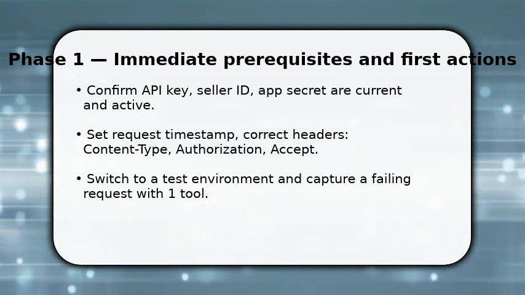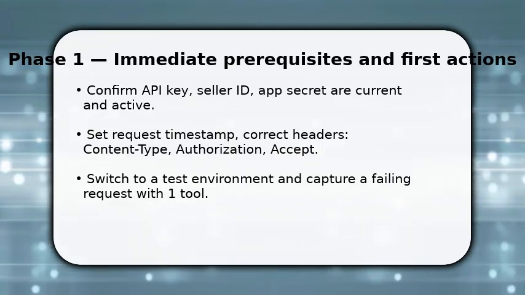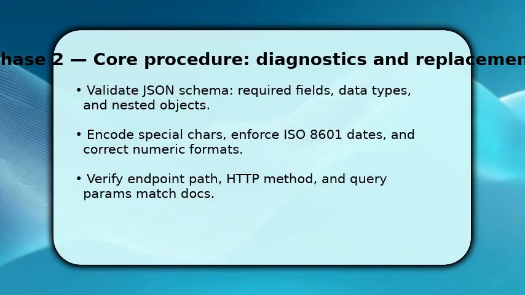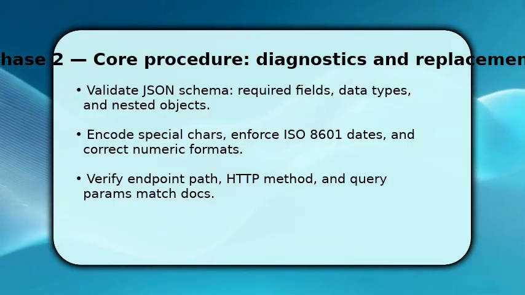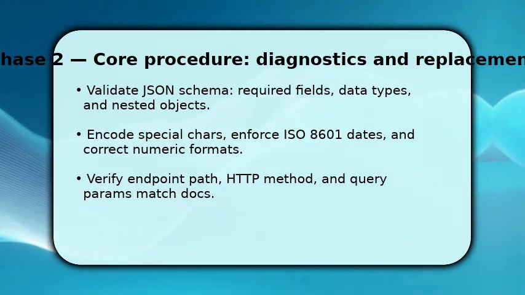You now dig into the request body and headers to find mismatches. Validate the JSON against the documented schema. Check required fields, data types, and nested object shapes. Make sure dates use ISO 8601 and numbers use dot decimals.